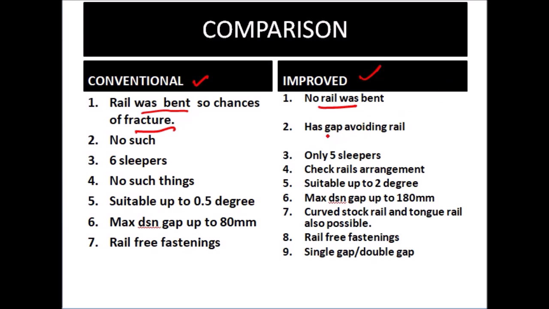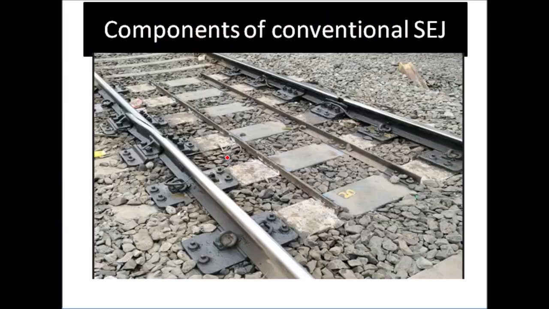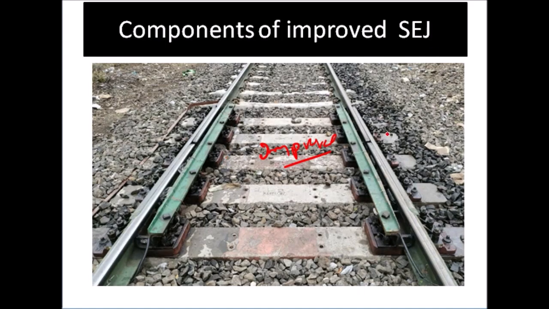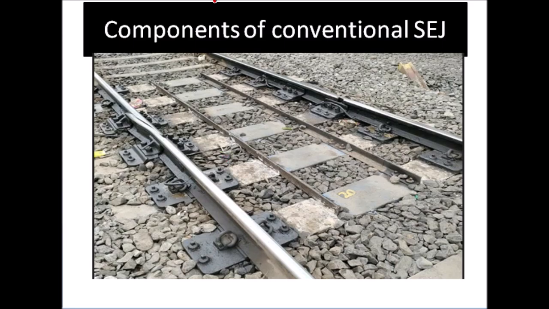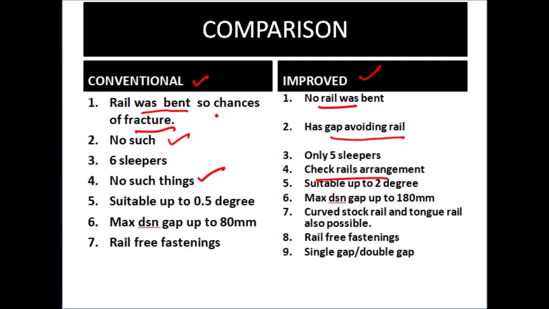Next, here you have a special rail called the gap avoiding rail, and you also have a check rail, but in the conventional one no such gap avoiding rail or check rail is available. You can see this diagram. This small outer rail that was provided is called the gap avoiding rail. This helps during excessive gaps. And this is a check rail. These are safety features available with improved SEJ, but conventional SEJ does not have any gap avoiding rail or check rail.